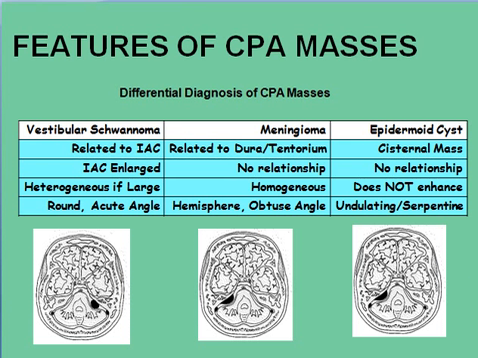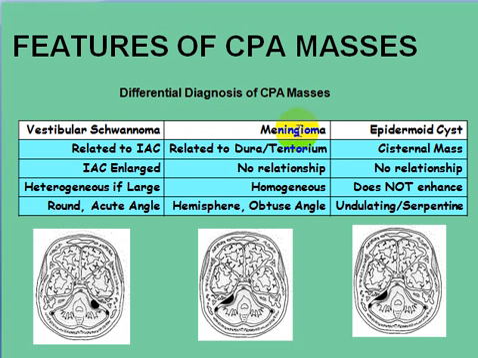Some differential diagnoses of CP angle masses: vestibular schwannoma, meningioma, epidermoid cyst. This is the schwannoma. It is related to the internal auditory canal. Usually the internal auditory canal is enlarged. Sometimes there is heterogeneous enhancement if it is very large, and it is round with an acute angle.